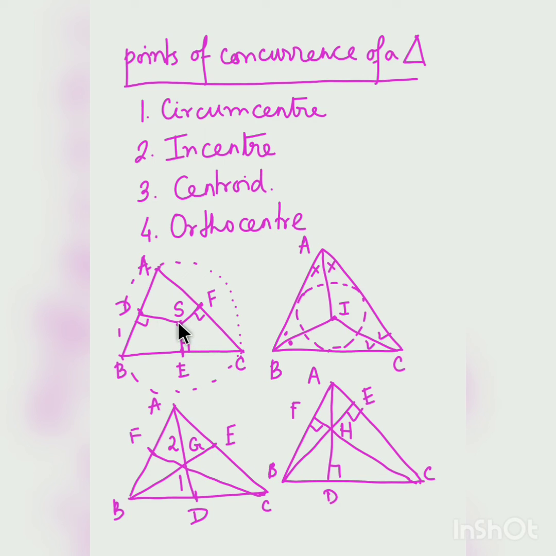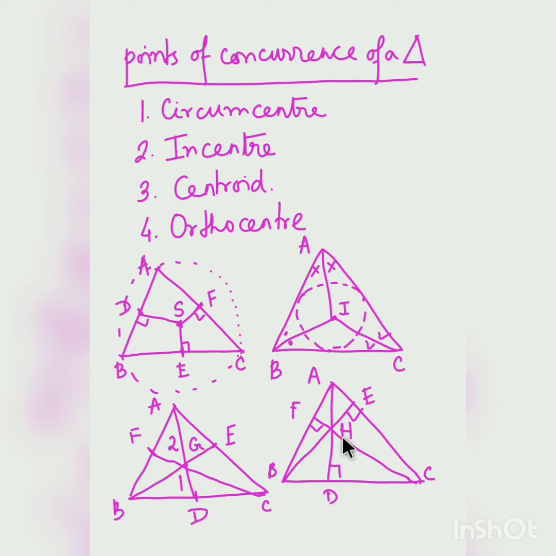So let's go through all the four once more. S is the circumcentre. What is circumcentre? The point of concurrence of the three perpendicular bisectors of the sides of the triangle. I is the incentre. What is I? It is the point of concurrence of the three angle bisectors. G is the centroid of a triangle. What is G? G is the point of concurrence of the three medians of a triangle.